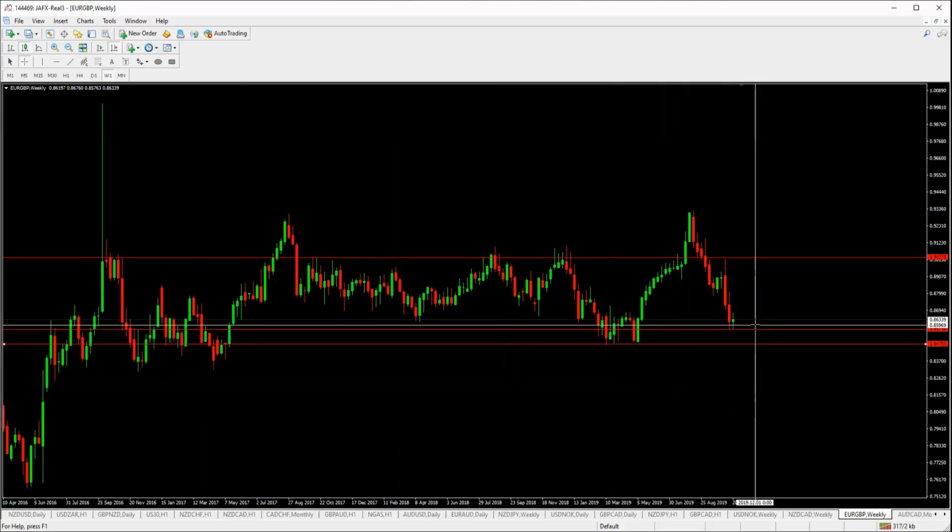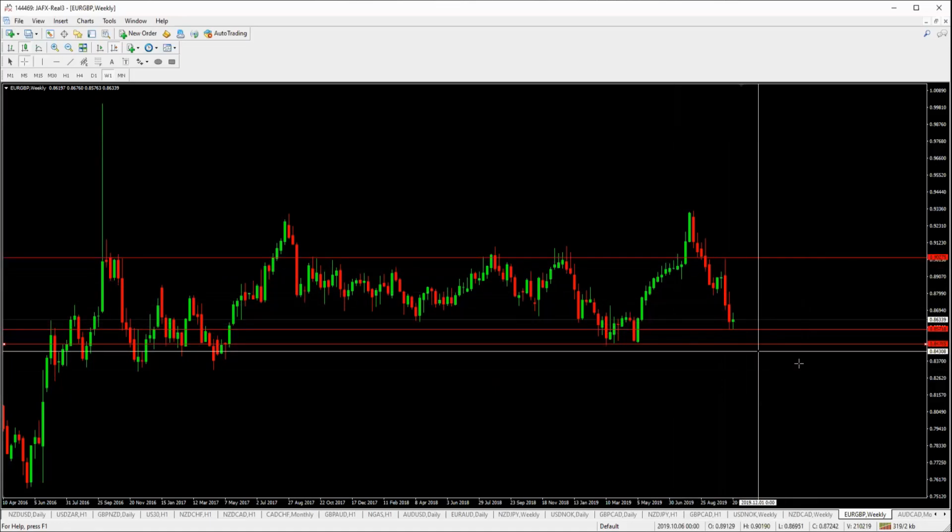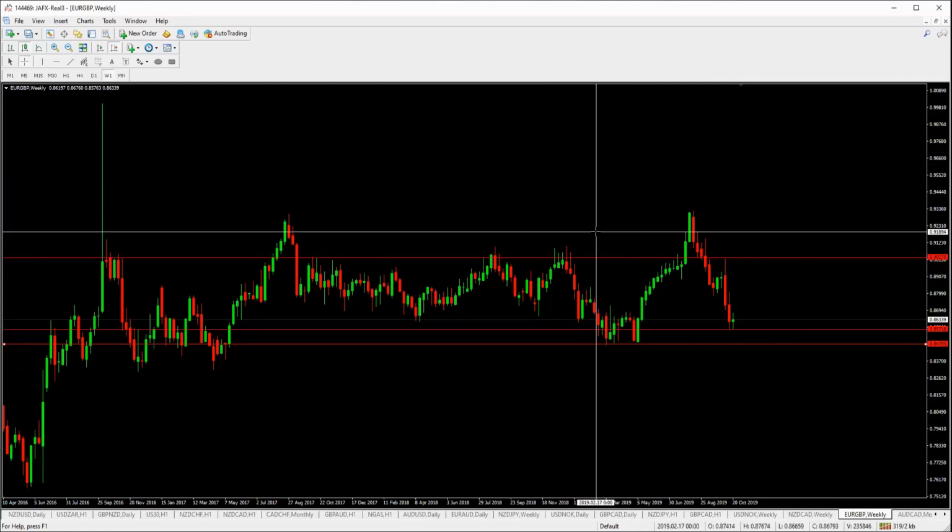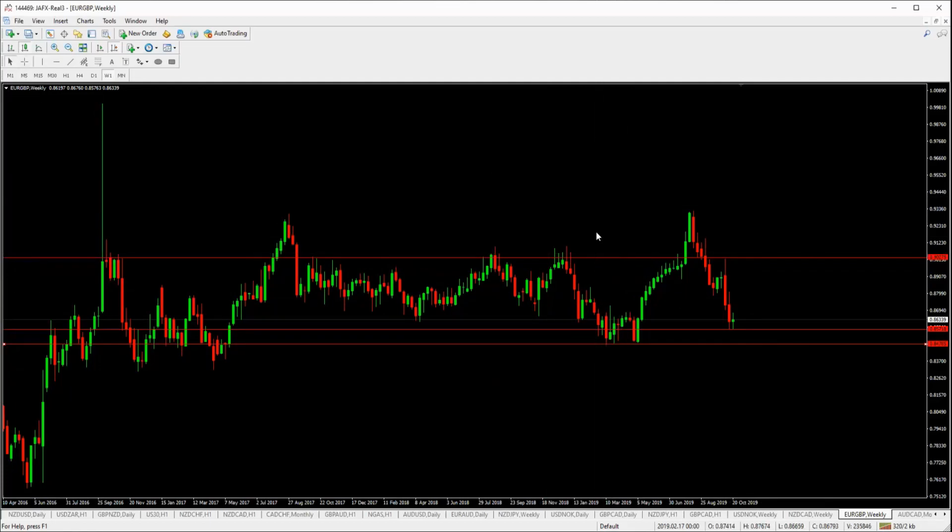I will say though, that the Brexit being delayed and such, I believe that it will help the GBP, right? It's going to help the GBP in the long run. So as you can also see, GBP has been overall more bullish than the euro, right? The GBP has been seeing a lot of bullish movement.